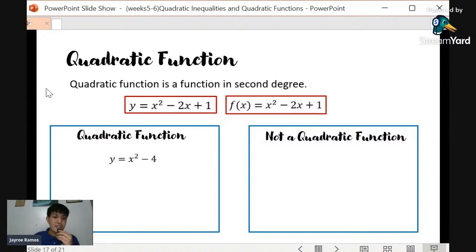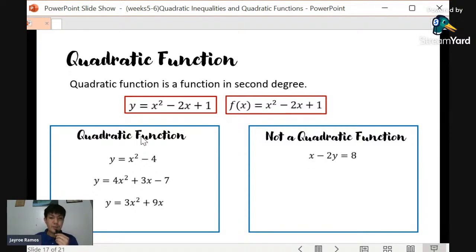Pag quadratic function, meron siyang y value and of course, quadratic yung ating right side. Yung x squared minus 4 ay quadratic. Okay? So another quadratic function is y is equal to 4x squared plus 3x minus 7. Another quadratic function, y is equal to 3x squared plus 9x. Quadratic function din yan. Ngayon, ano ba yung itsura kapag hindi quadratic function?